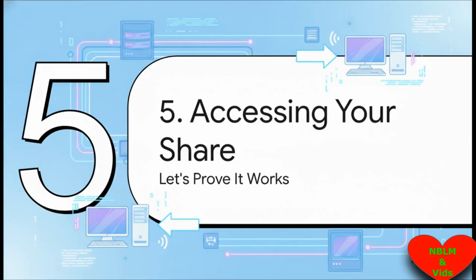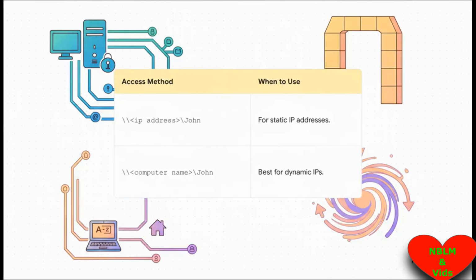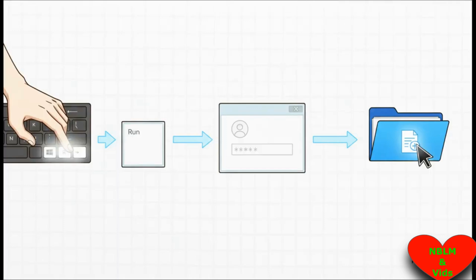Okay, now for the fun part, the moment of truth. Let's hop over to another computer on the network and prove that our new share works exactly like it's supposed to. So, you've got 2 main ways to connect. You can either use the IP address of the computer, or you can use its name. Honestly, using the computer name is usually better, especially on home networks where your IP address might change from time to time.